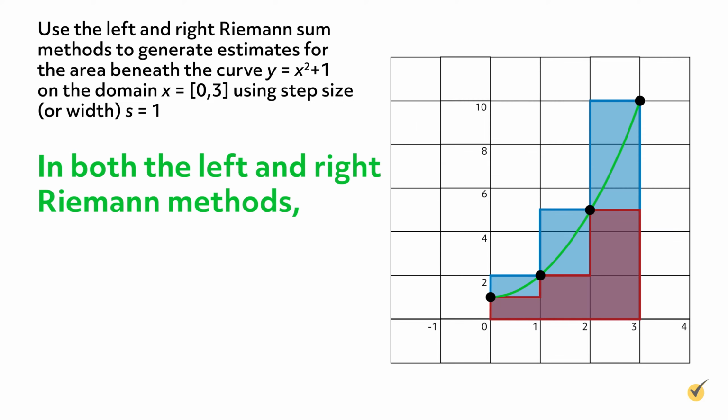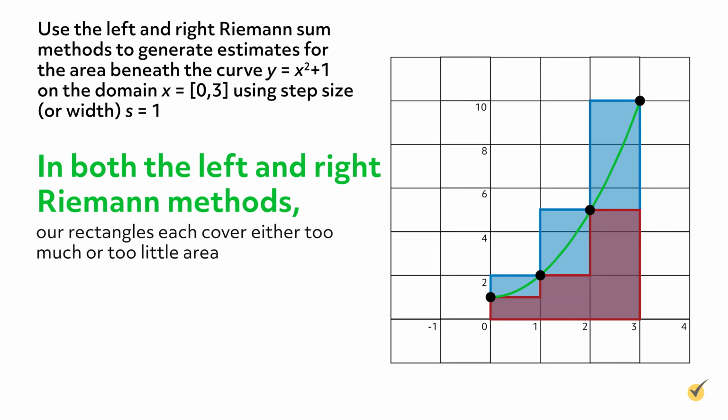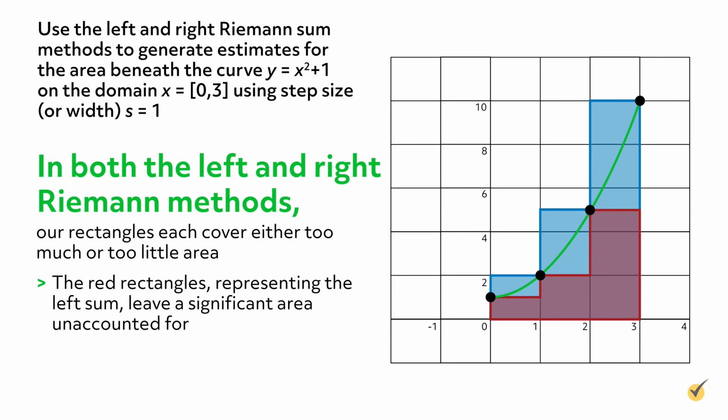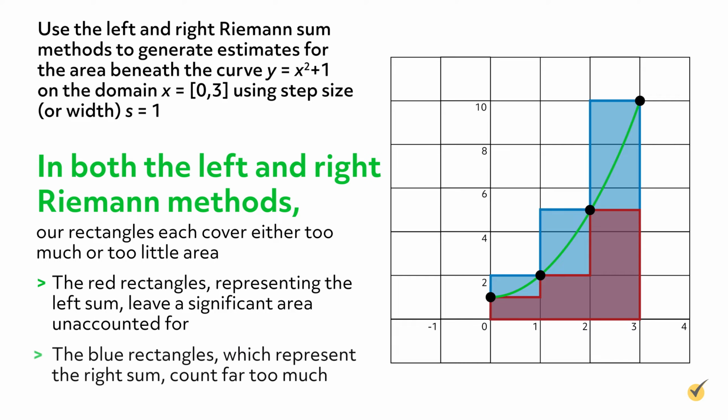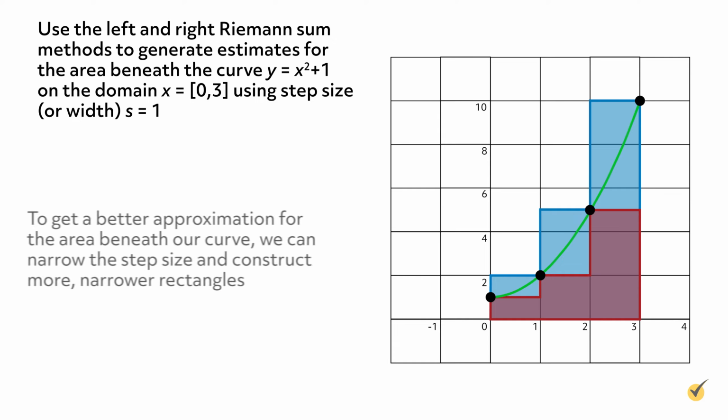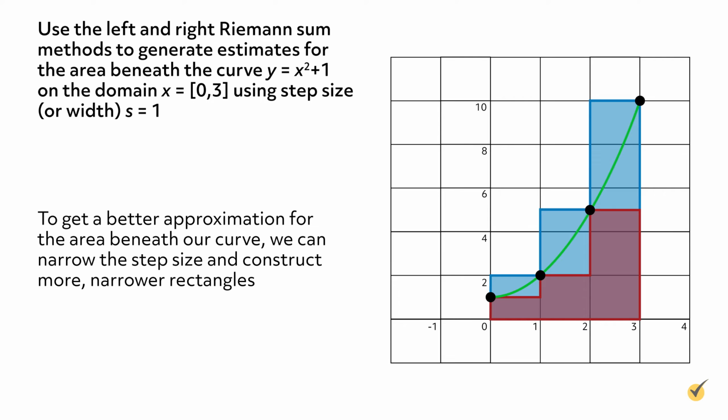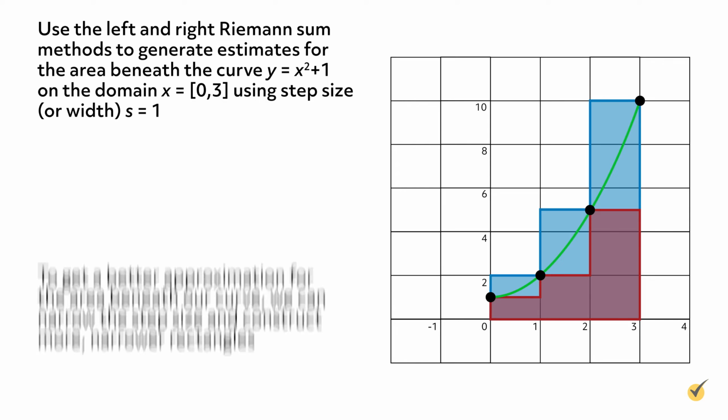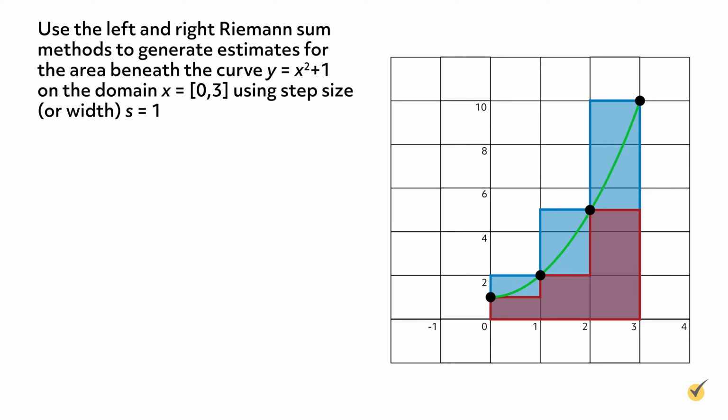Notice that in both the left and right Riemann methods, our rectangles each cover either too much or too little area. The red rectangles representing the left sum leave a significant area unaccounted for, while the blue rectangles, which represent the right sum, count far too much. To get a better approximation for the area beneath our curve, we can narrow the step size and construct more narrower rectangles. However, this can be very time-consuming, and that's where our trapezoid rule comes in.